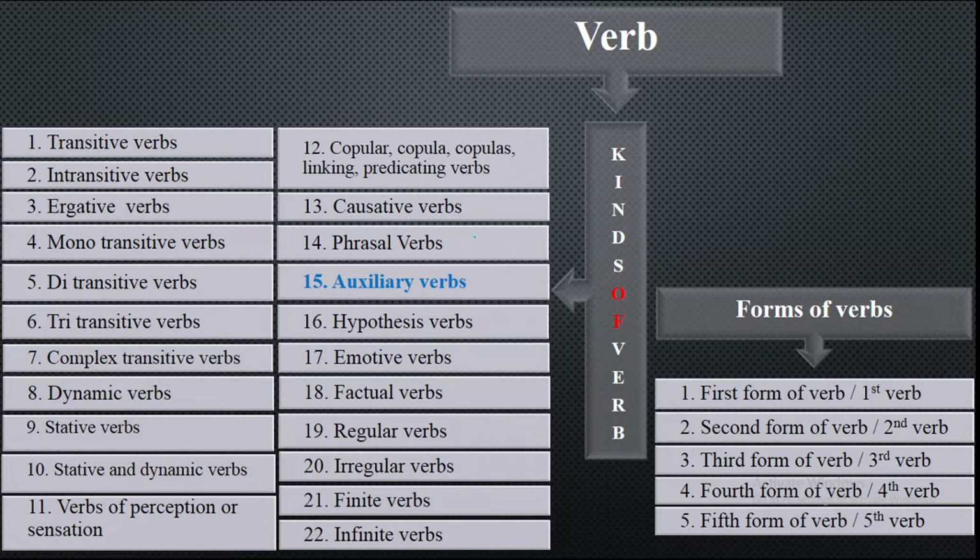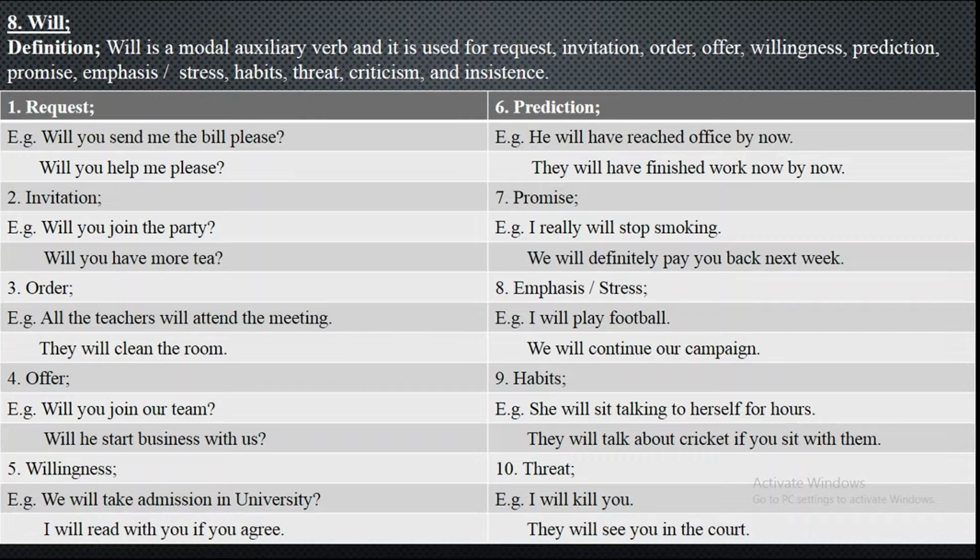We are discussing the 15th kind of verb, that is auxiliary verb. Today we have got the 8th modal auxiliary verb known as will. The definition of modal auxiliary verb will is a modal auxiliary verb and it is used for request, invitation, order, offer, willingness, prediction, promise, emphasis or stress, threat, criticism, and insistence. So we are going to discuss today the modal auxiliary verb will.